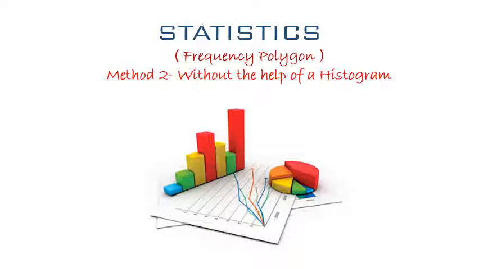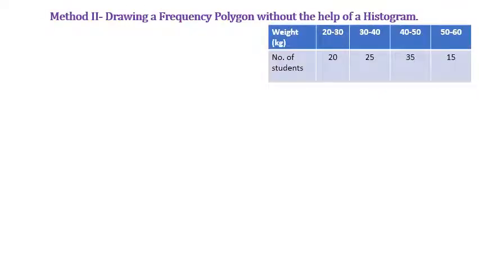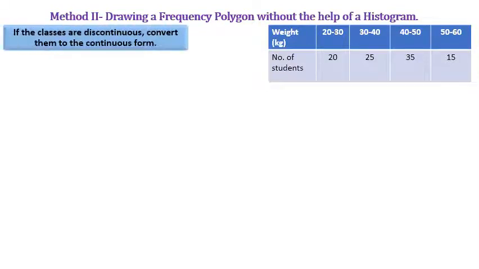Good morning, students. Let us learn the second method of drawing a frequency polygon, that is, without the help of a histogram. The table shows the weights of some students in kgs. The first step is to make the classes continuous if they are discontinuous. In the given example, the classes are already continuous.